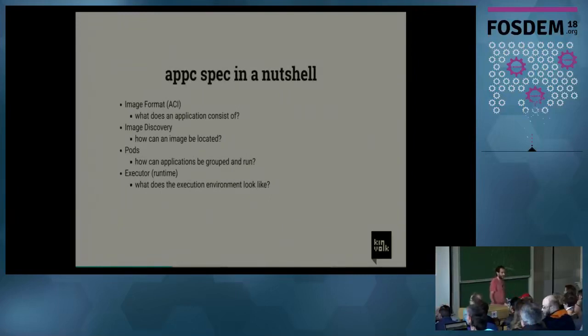But basically it defines four things: the image format, which is the ACI image format, and that defines what the application consists of. So basically a container is just a tarball with some associated metadata, usually a manifest, that defines how this tarball should be executed, like which namespaces and what security features should be enabled. So that's the image format. AppC also defines the image discovery, which is how you can go from an image name to an image artifact, so this tarball I was talking about.